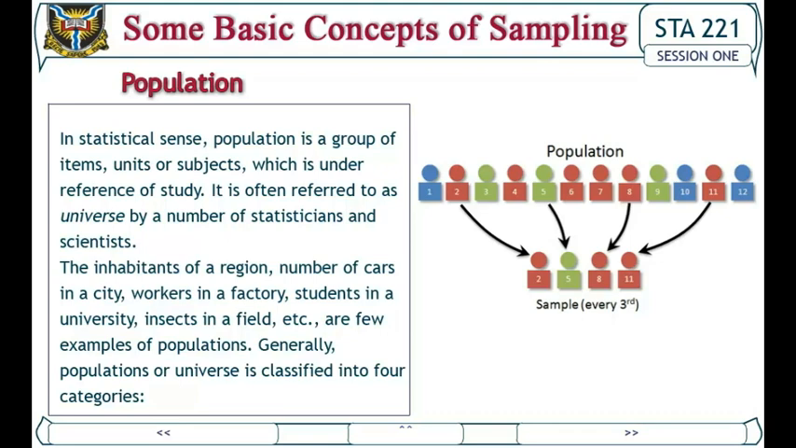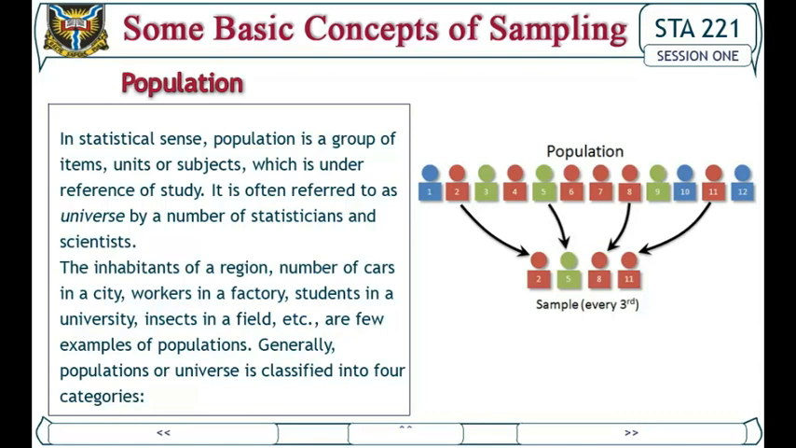2. Population. In statistical sense, population is a group of items, units, or subjects which is under reference of study. It is often referred to as universe by a number of statisticians and scientists. The inhabitants of a region, number of cars in a city, workers in a factory, students in a university, insects in a field, etc. are few examples of populations.